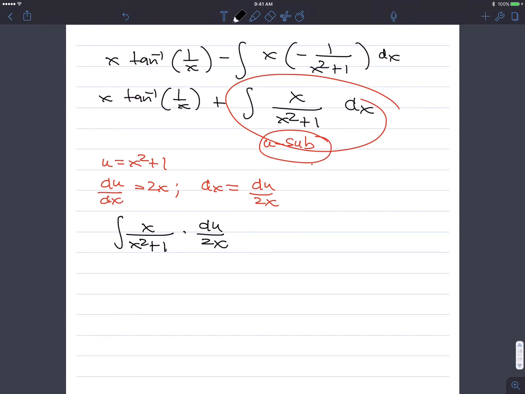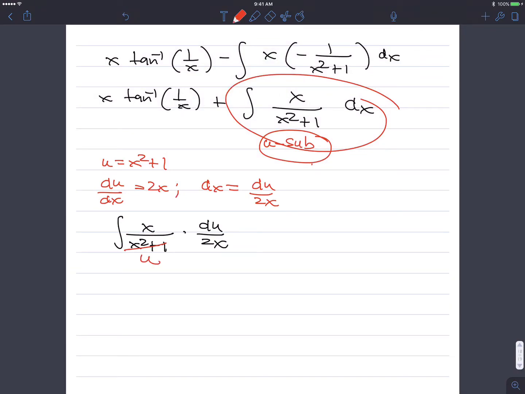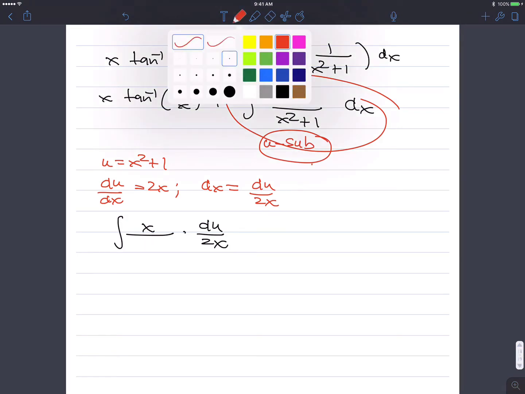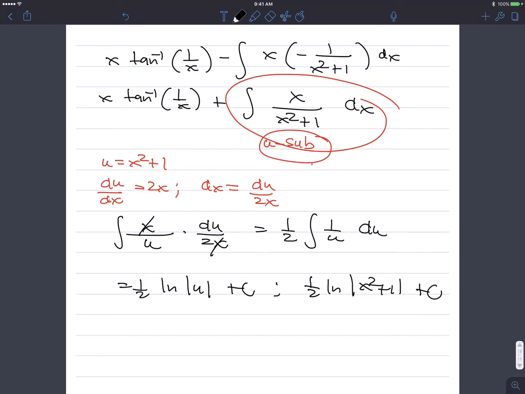Now, don't forget, x squared plus 1 is really u. So let's put it as u. Notice the x's cancel, so this becomes 1/2 the integral of 1 over u du, which you know as the natural log absolute value of u plus your constant: 1/2 natural log absolute value of x squared plus 1 plus that constant, because u is x squared plus 1.